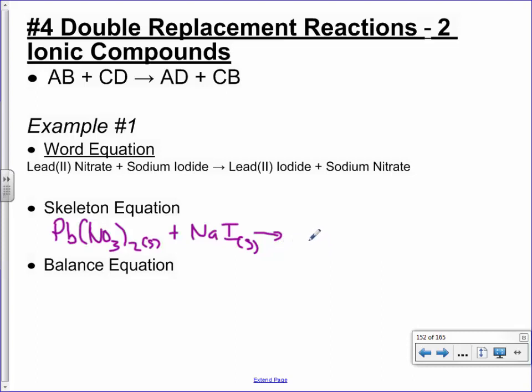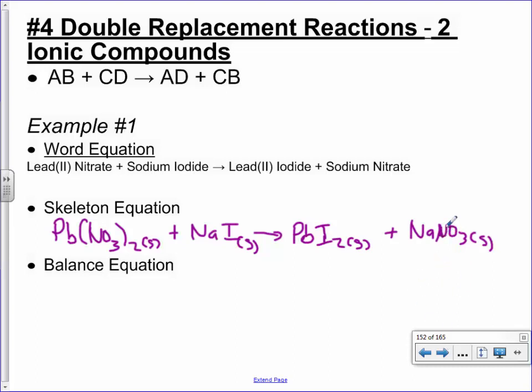Okay, then we need lead(II) iodide. Good job. PbI2. Because lead is a 2, iodide's a 1, so you need 2 iodides for every 1 lead. And again, it's probably a solid because it's ionic. And then the last step, sodium nitrate, NaNO3. Also probably solid. That's an NO3, by the way.